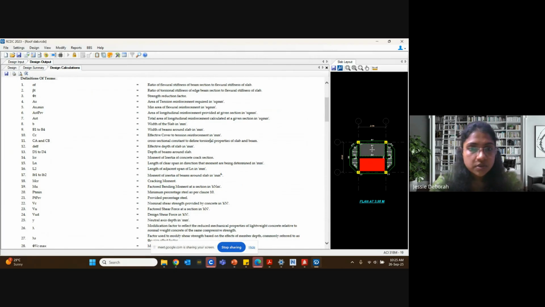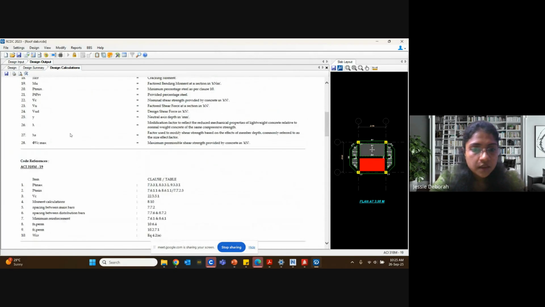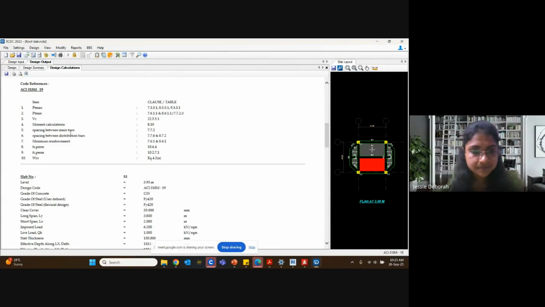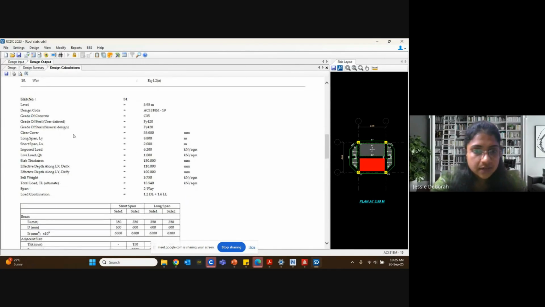Okay, so if you see here, this is the design. Now here you have to give details like grade of concrete, that is C35. C35 comes in the range of our M25, M30. We are giving C35. Then grade of steel. Grade of steel is like FE500, FE415, FE500, FY420 we are using for this. Then clear cover, we are giving 35. Long span, all of that is coming as input.